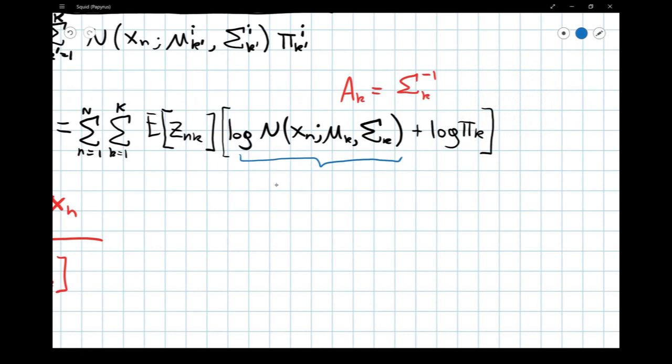So expanding this term, we now have to include the normalizing constant for the Gaussian. So that is half, then we have the log determinant of our kth precision matrix, minus a half. Then we have xn minus mu k transposed, multiplied by our kth precision matrix, again multiplied by xn minus mu k.